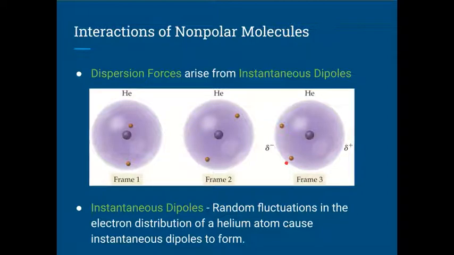Now in the last chapter, we were looking at permanent dipoles. This is different because in the next frame, there might not be a dipole at all, but just for that split second, there's a shift in the charge distribution, and you have an instantaneous dipole. So random fluctuations in the electron distribution of a helium atom cause instantaneous dipoles to form.